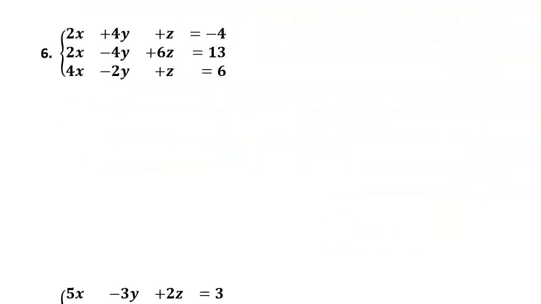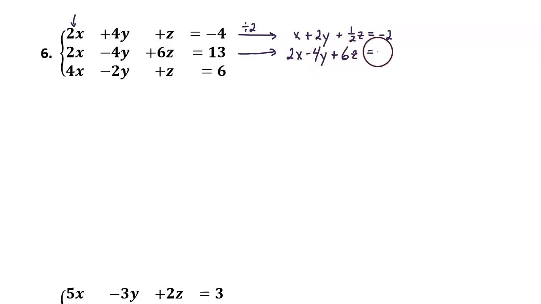Here's the solution for number 6. The first thing to do is make this leading coefficient be 1x. So we can accomplish that by dividing everything in the first equation by 2. It will become x plus 2y plus 1/2 z is equal to negative 2. Okay, at this point, I'm not going to make any changes to the second equation. And I'm not going to make any changes to the third equation.